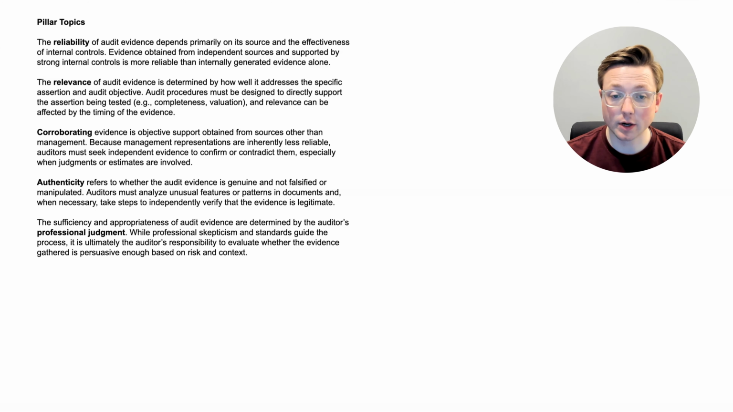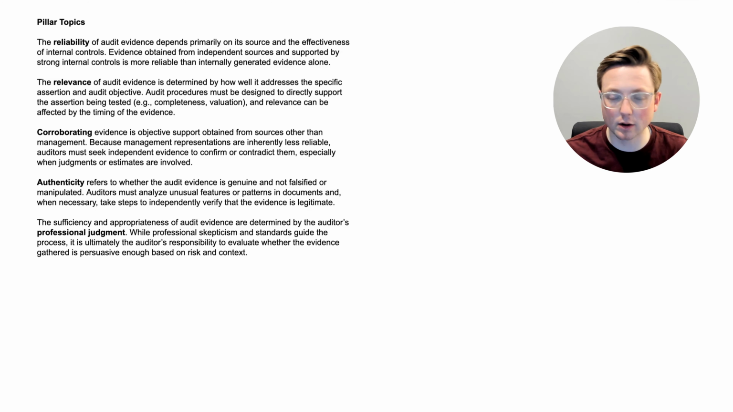The relevance of audit evidence is determined by how well it addresses the specific assertion and audit objective. Audit procedures must be designed to directly support the assertion being tested. So that would be things like completeness or valuation. And relevance can be affected by the timing of the evidence. If you get evidence that is kind of late, like you're already pretty much done with the audit, that would make it less relevant. Or maybe if it was for a prior year that isn't really relevant to the situation, depending on whatever the case is, timing would affect the relevance of the evidence.